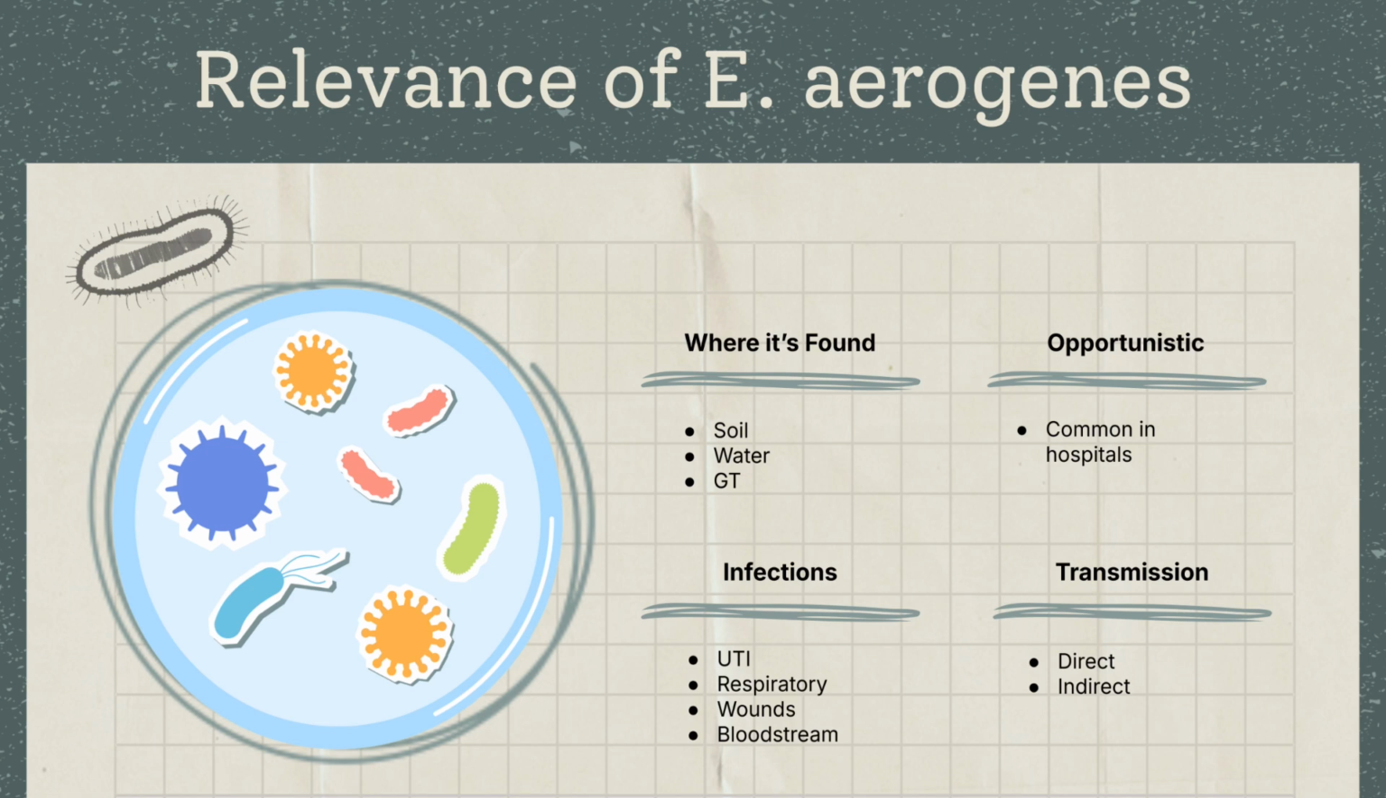Infections. It causes UTIs, respiratory infections. It festers in wounds and can be found in the bloodstream sometimes. And transmission. It can be direct or indirect. So with the indirect, it's going to be more found in your hospitals and your nursing homes. A lot of times in care of hospitals, people are already immunocompromised, so their body is more able to pick up on these bacteria that are opportunistic, giving them a chance to infect them.